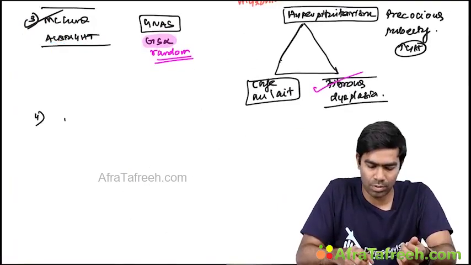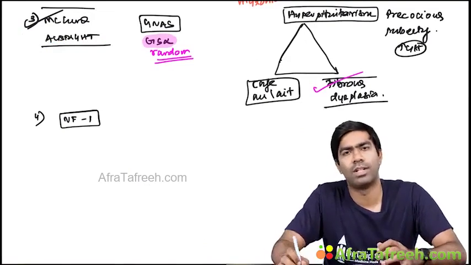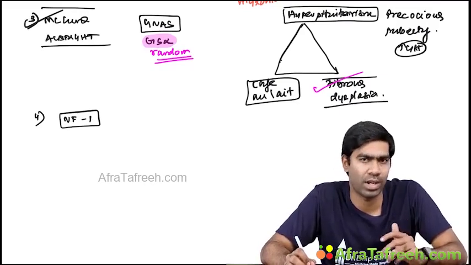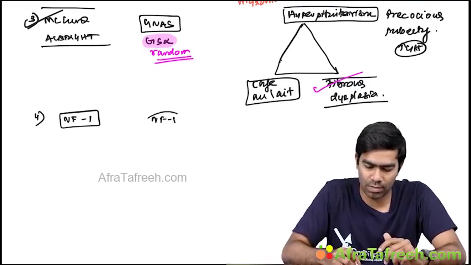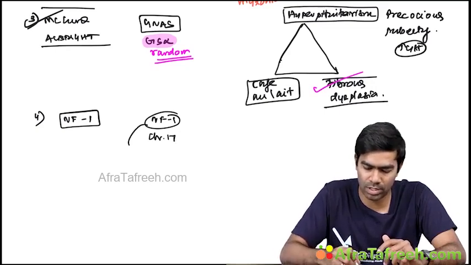Number 4, you can have something called neurofibromatosis type 1, otherwise referred to as von Recklinghausen disease. That also will come under this MEON only. Why, I will tell you. Basically, it is due to mutations of the NF1 gene, which is present on chromosome number 17, and the product of this gene is something called neurofibromin.